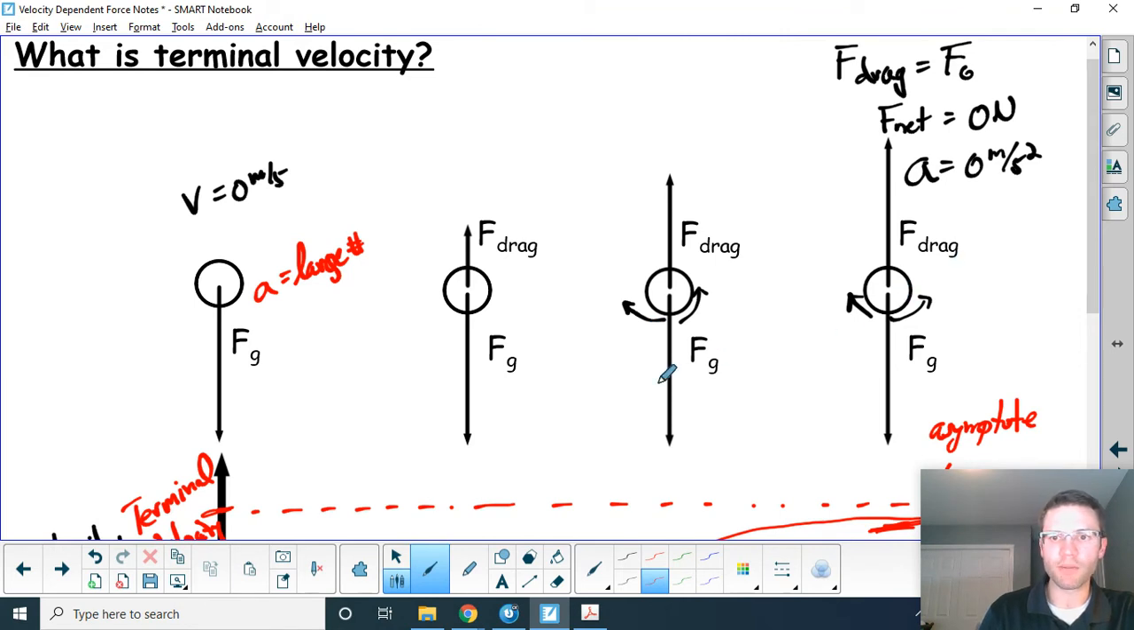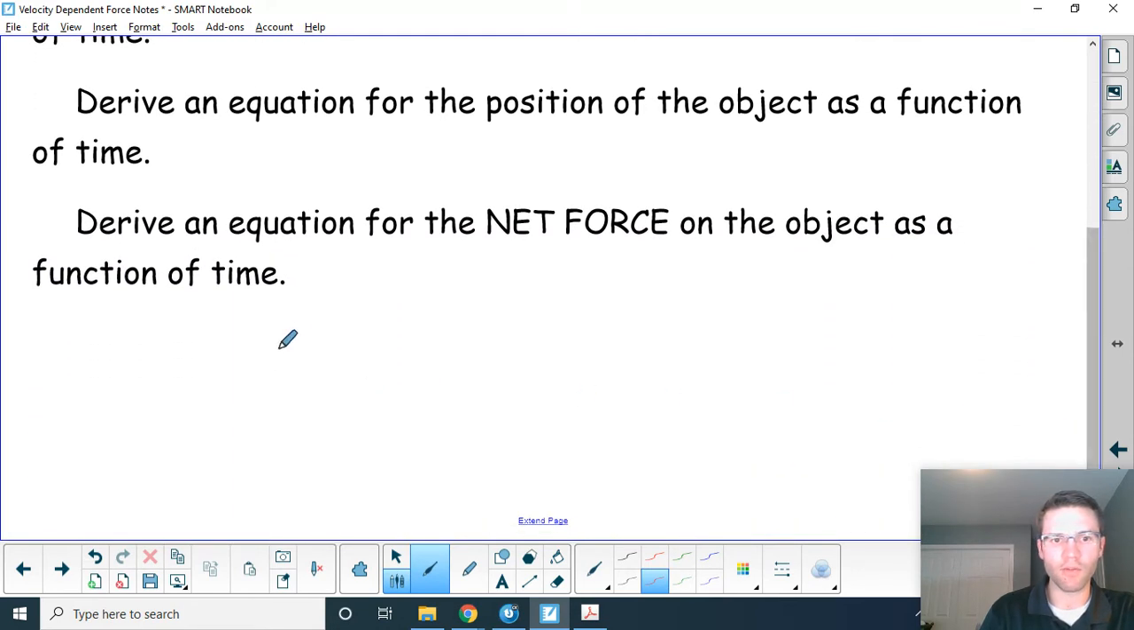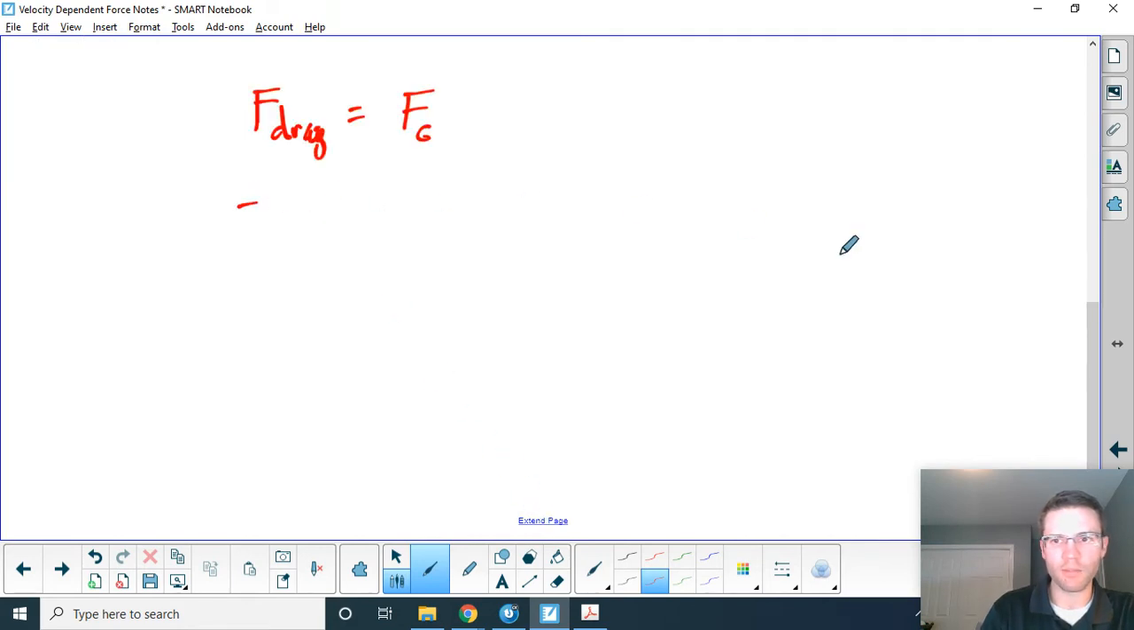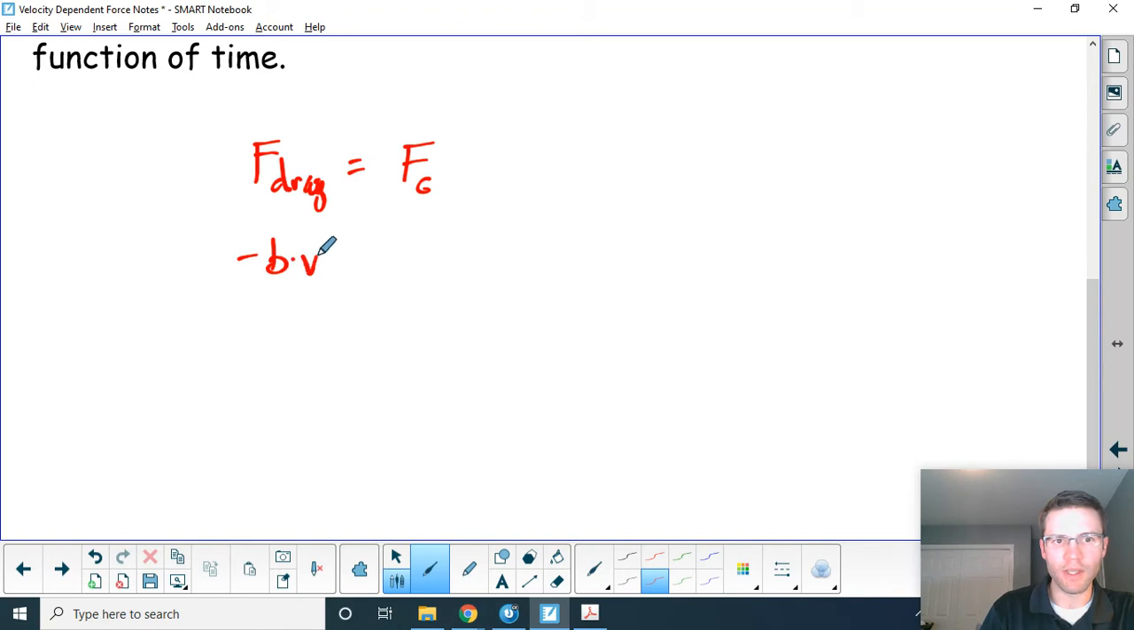That's when we're going the maximum speed. So in this case, this is our drag force, and we're going to set that equal to the force of gravity, and we can calculate our terminal velocity. So our first step: F drag equal to F g, force of gravity, and your drag force in this problem was negative b times v, and that equals m times g.